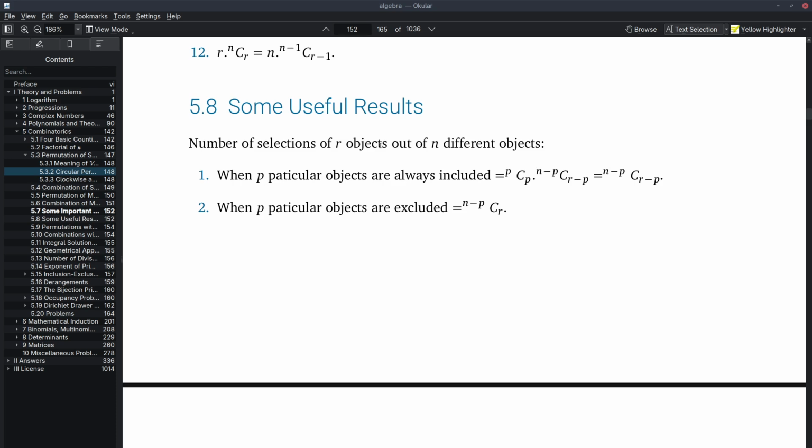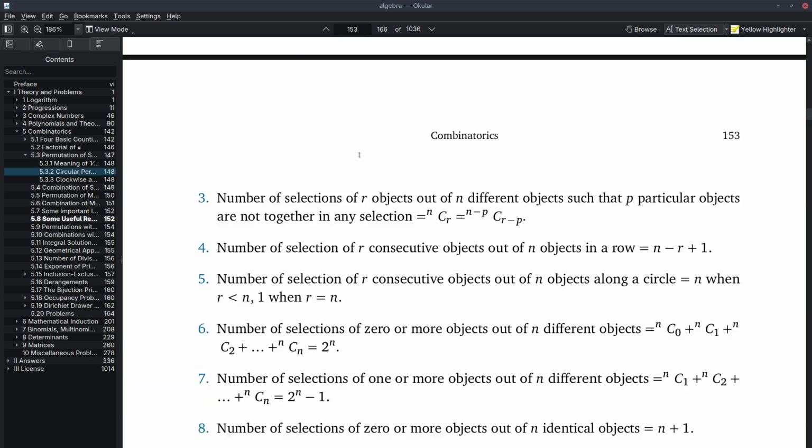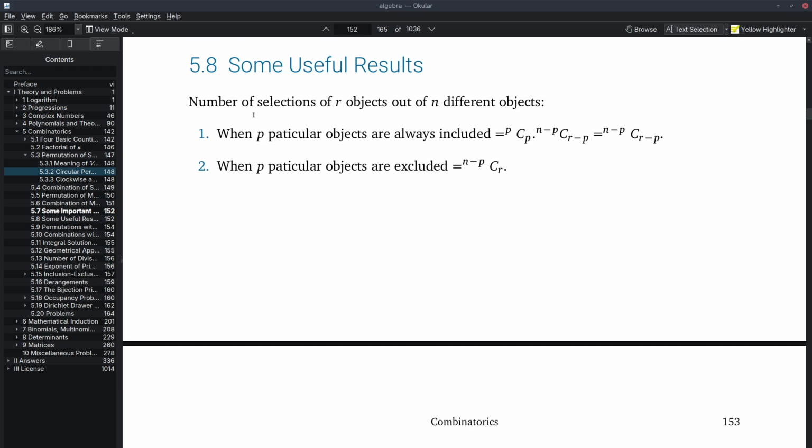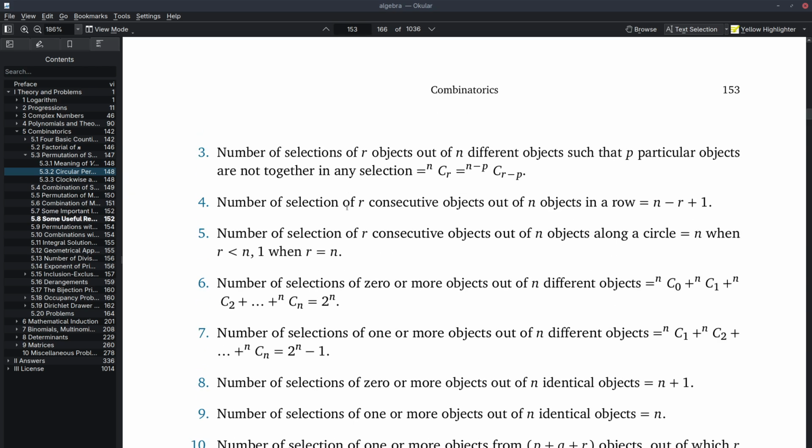Then there are other useful results which we can read through. The number of selections of r objects out of n different objects when p particular objects are always included is n-p C r-p. When p particular objects are excluded, that becomes n-p C r. The number of selections of r objects out of n different objects such that p particular objects are not together in any selection is nCr minus n-p C r-p.